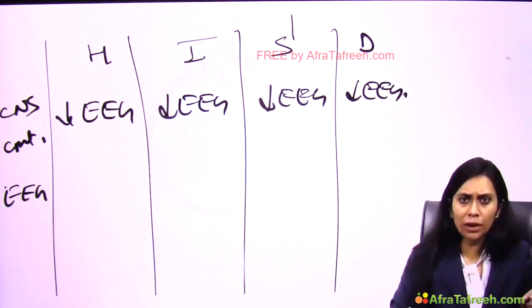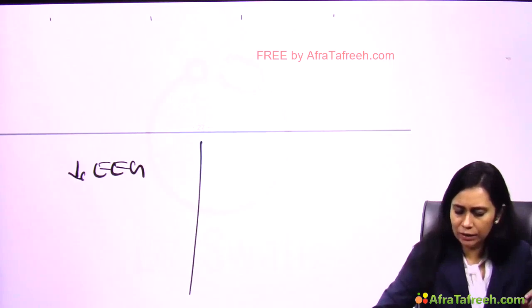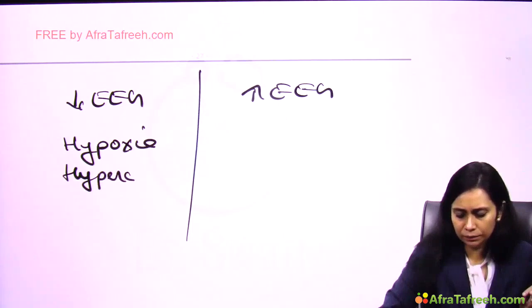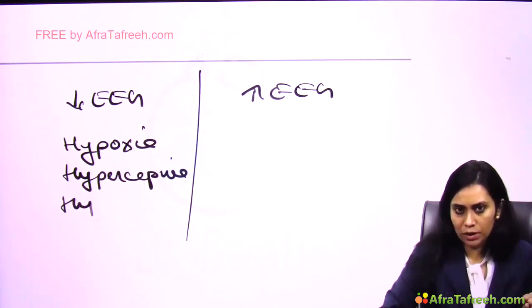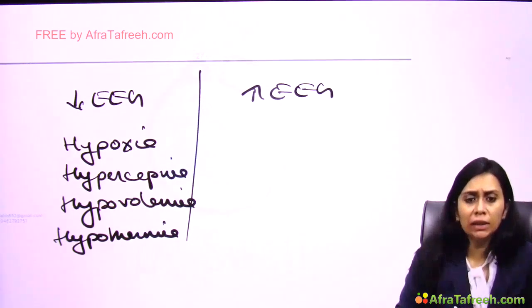Okay, here I want to note for you the conditions which decrease and increase EEG activity. So see on the screen. Conditions decreasing EEG activity and increasing EEG activity. Okay, now decreasing EEG activity: hypoxia, hypercapnia, hypovolemia, hypothermia. We have earlier also discussed these conditions. They produce CNS obtundation. They all will decrease EEG activity.